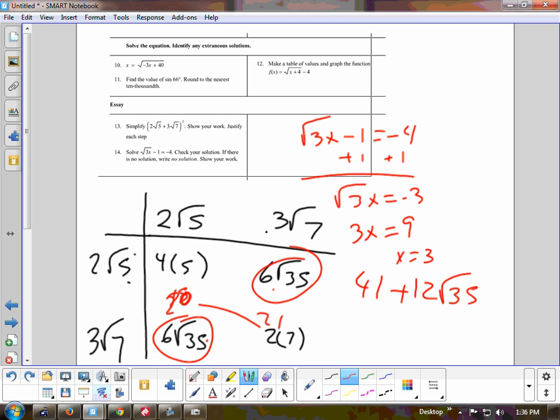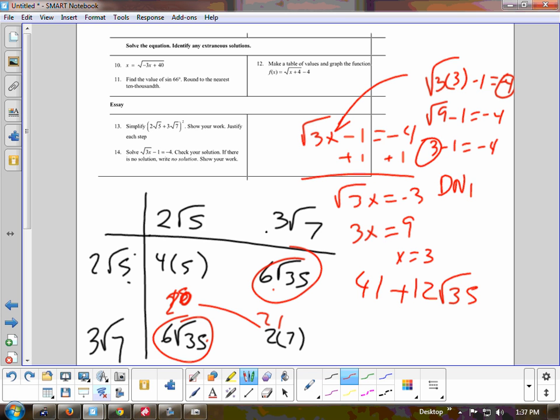But when you go to check, this doesn't check. If I put a 3 in here, I get radical 3 times 3 minus 1. Does that equal negative 4? And the problem is it's not going to equal a negative 4. You're going to get radical 9 minus 1, which is 3 minus 1, and that's not going to check. We needed this to be a negative 3. It does not check. So no solution. No solution.